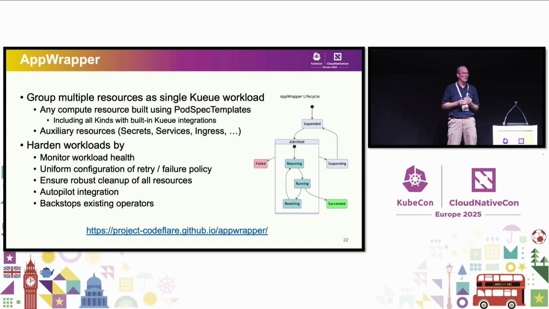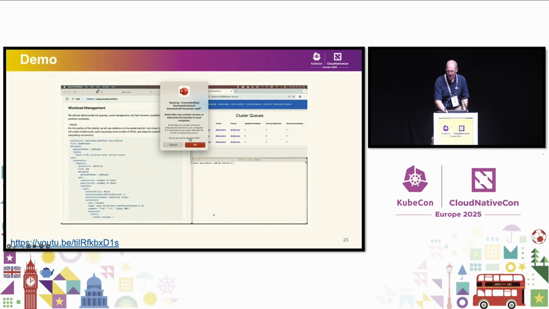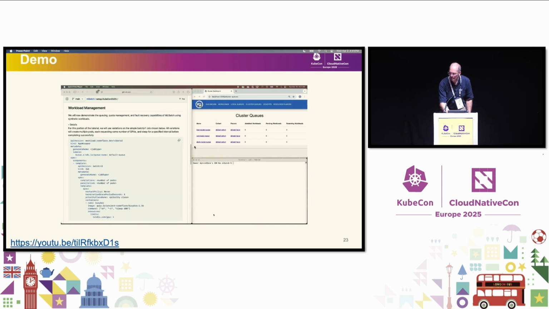The second thing that AppWrappers do for us, which we're going to talk about in about 15 minutes, is they harden workloads. So AppWrappers are a key part of our fault recovery process, and they allow us to monitor the workload health, have a way to configure our retry and failure policy, and make sure that all the resources are cleaned up. So we're going to have a demo of that later. What I'm going to do now is switch to this demo, which is demonstrating some of the quota and preemption properties of the system.